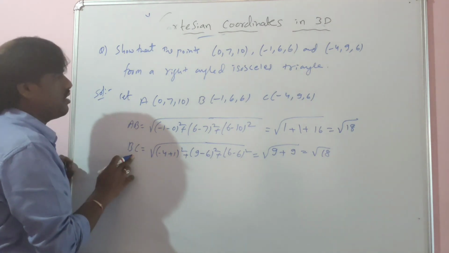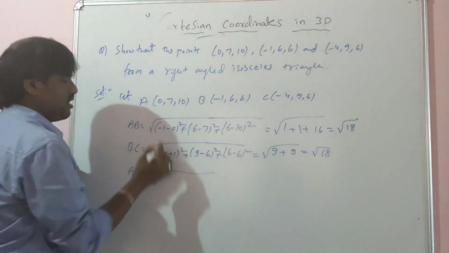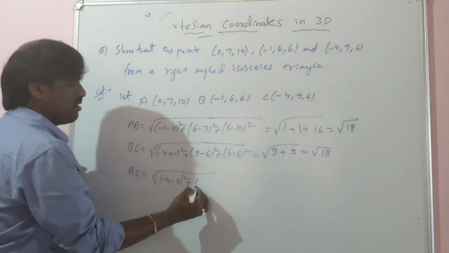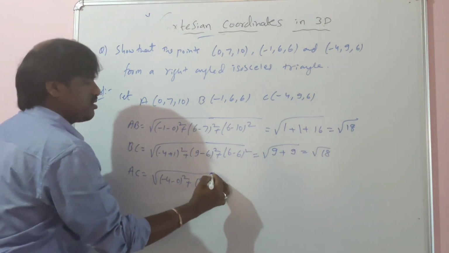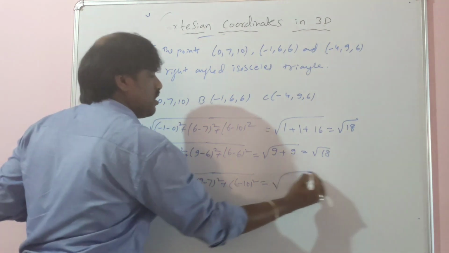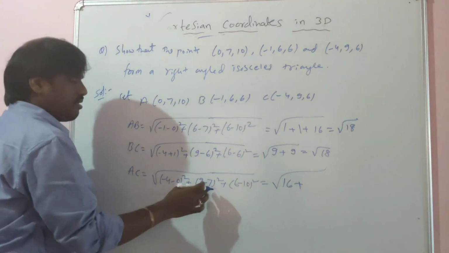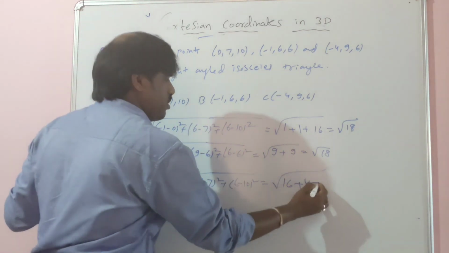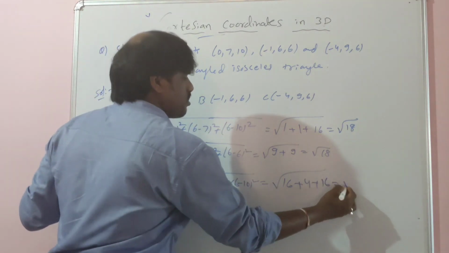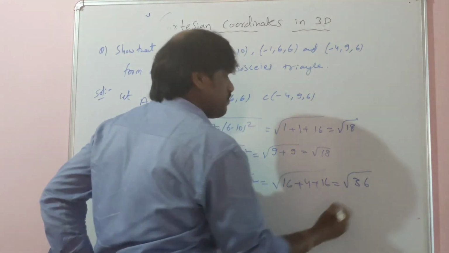Now let us go for the distance of AC. The square root of (minus 4 minus 0) whole square, (9 minus 7) whole square, plus (6 minus 10) whole square. That is the square root of minus 4 square, which is 16, plus 9 minus 7, that is 2 square, which is 4, plus 6 minus 10, that is 4 square, which is 16. That is the square root of 16 plus 4 plus 16, which is 36.